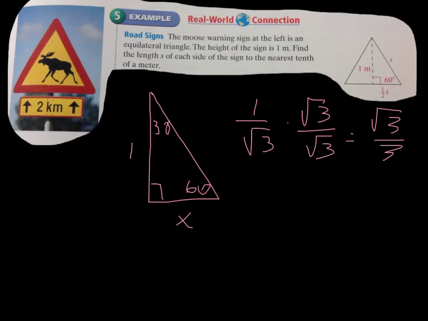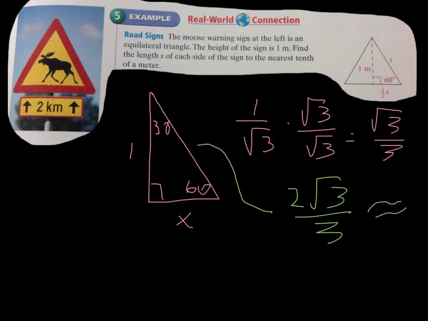Then, as we said, we're going to multiply it by 2 to get the length of the hypotenuse, which is the edge of the sign. So this is going to be 2 times the square root of 3 all over 3. And again, that really doesn't tell us how long the edge of the sign is, so it would be better to turn that into an approximate answer, which we plug into our calculator, and we get approximately 1.155 meters. Each edge of the moose warning sign is just under 1.2 meters long.